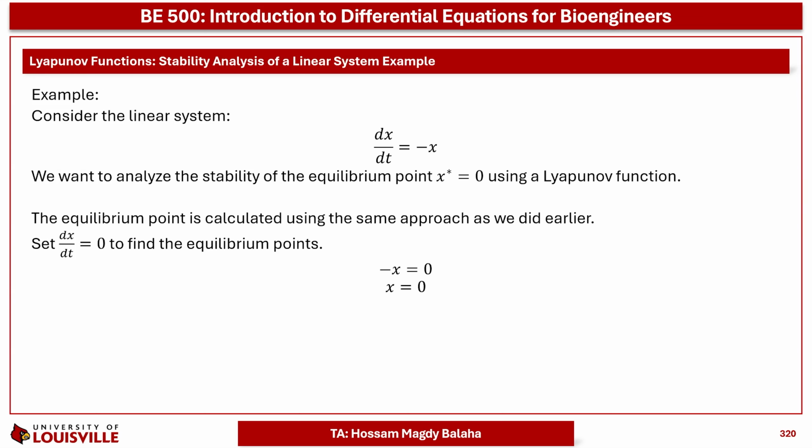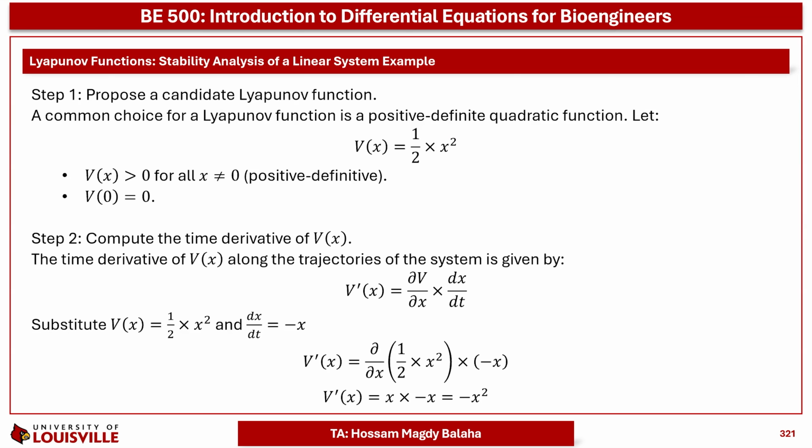We want to analyze the stability of the equilibrium point x around 0 using a Lyapunov function. Again, how to determine the equilibrium point? Simply take the function, set it equal to 0, and find the equilibrium points, as we did earlier. So dx by dt equals 0, so negative x will be 0. Here, x will be 0, as you see here. So the first step for the Lyapunov is to propose a candidate Lyapunov function.